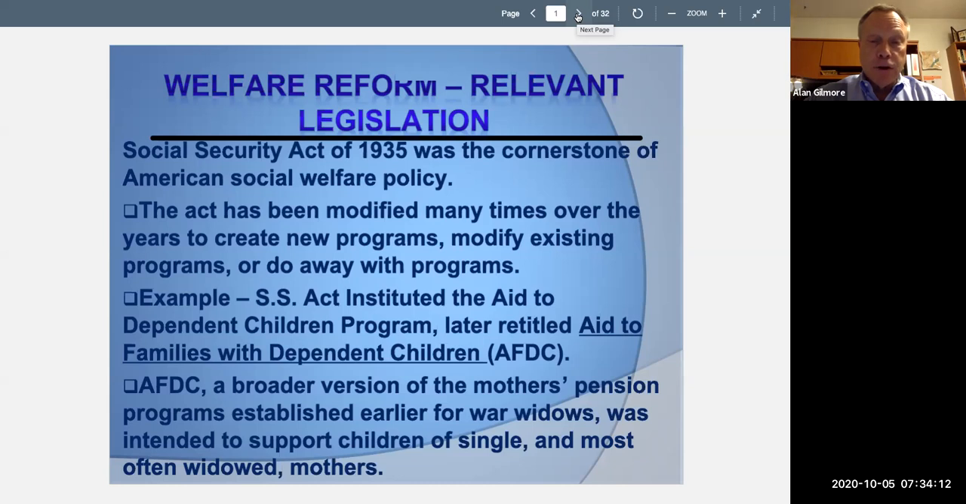AFDC, a broader version of the Mother's Pension Program established early for war widows, was intended to support children of single and most often widowed mothers.